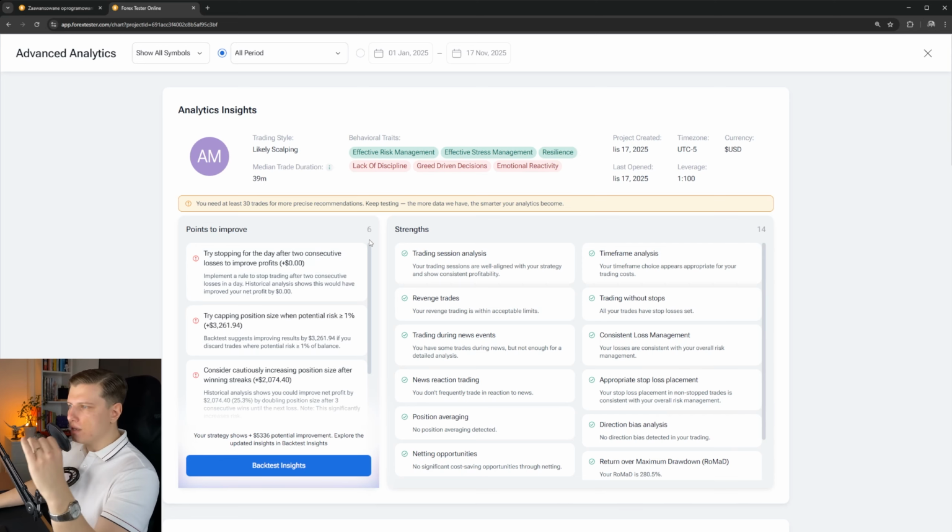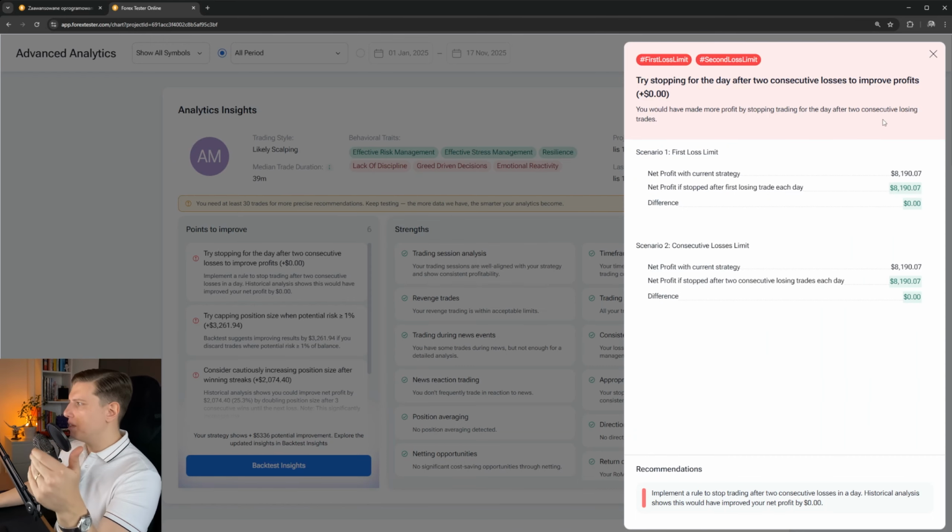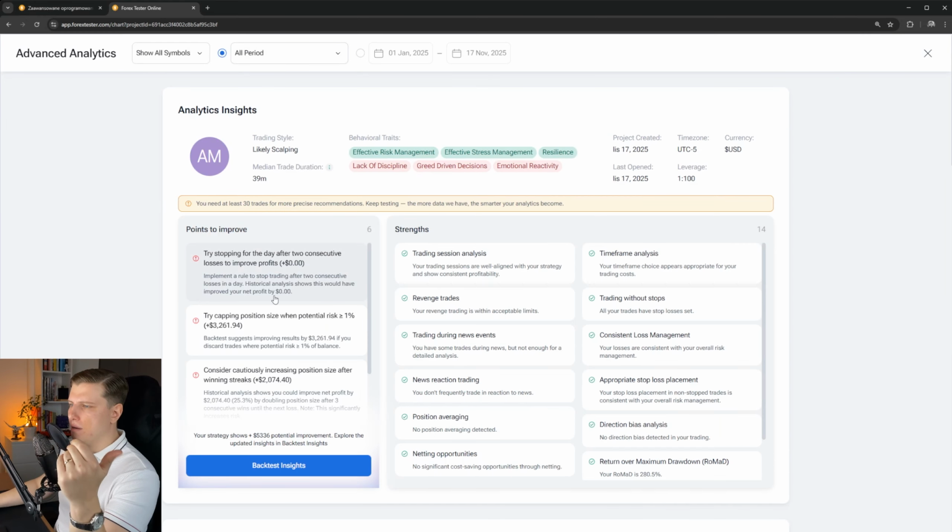And let's read why the system is telling us things like that. Try stopping out for the day after 2 consecutive losses to improve profits. But this is probably some sort of a mistake, because as you can see, it's showing us only plus $0. So this is some kind of a mistake.